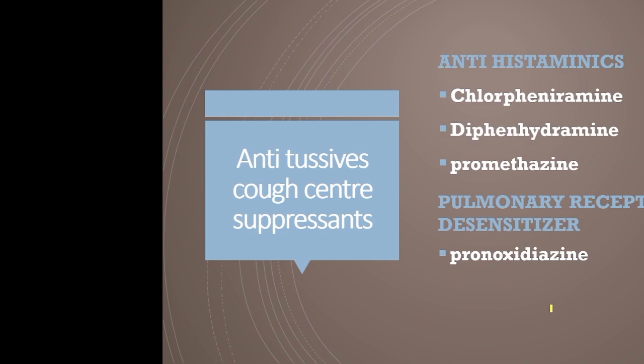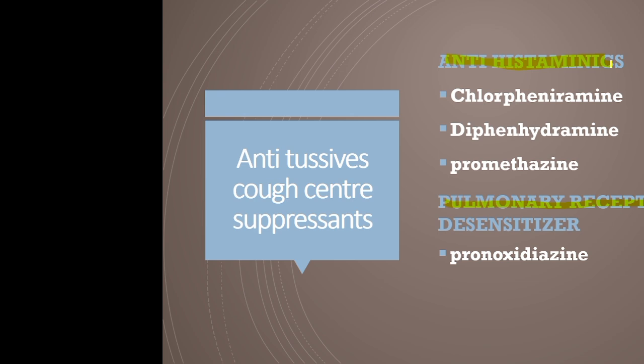And the last ones for the dry cough drugs are the antihistaminics, and the next category is the pulmonary receptor desensitizer. What are antihistaminics? Antihistaminics are a type of medication. They mostly act against the histamine receptors, and are used to treat a variety of conditions.